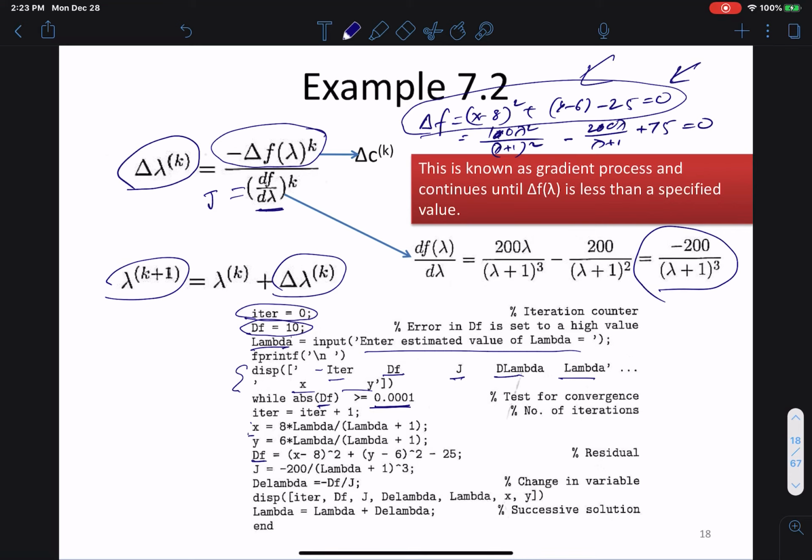You have x and y. So I can put x and y in there directly to find df, right? That should be 0, right? Then j is basically right here, right? So we got that one there. Then del lambda right here: negative del function divided by j will give you the del lambda over here. Then you can display all those values again. Then you go to the lambda over here, so you can use this equation to find the next lambda, lambda plus del lambda, and so on.